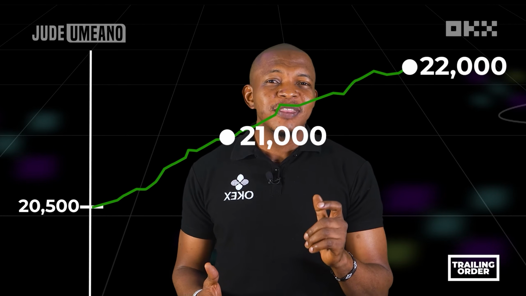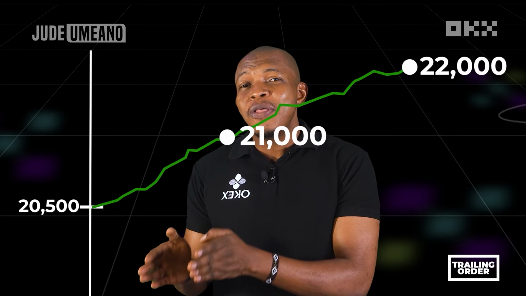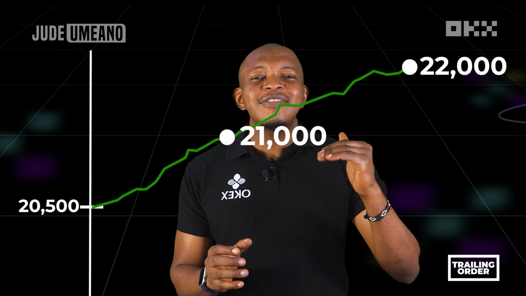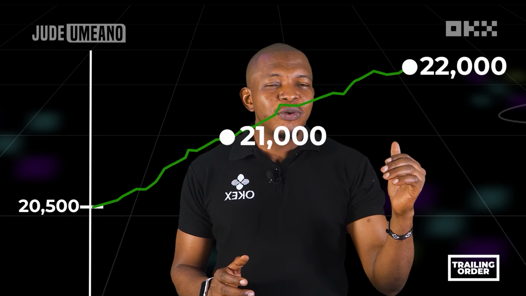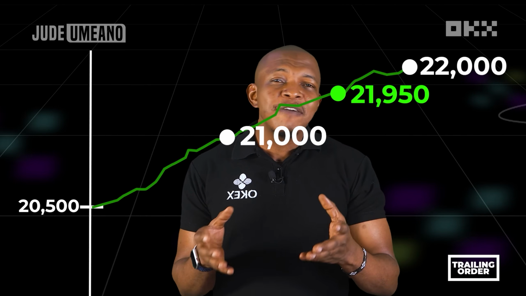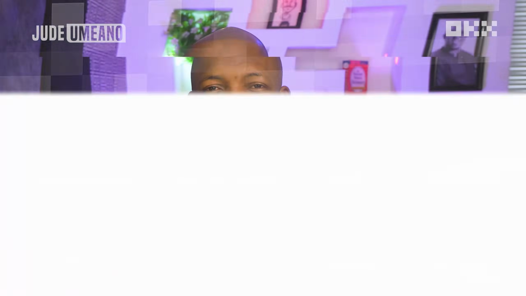What you could have done is to use the trailing order type. So instead of your order filling at $21,000, your limit will keep moving up as the price increases and only sell when the price begins to drop. So you will end up selling at maybe 21,950 instead of 21,000, making you more profit. You can also use this when you want to buy at a very low price. I did a full dedicated video on how to use the trailing order type on OKX. I'll leave the link in the description.